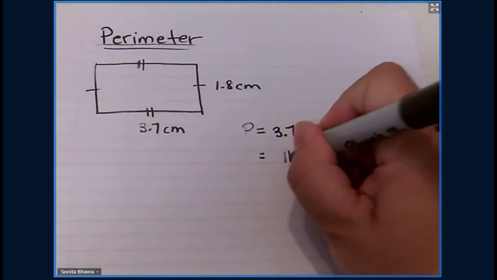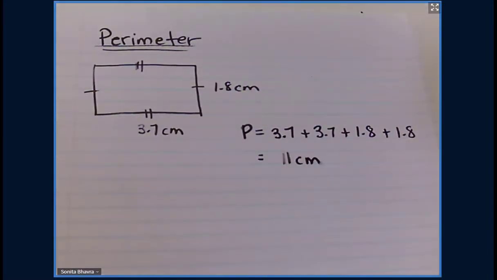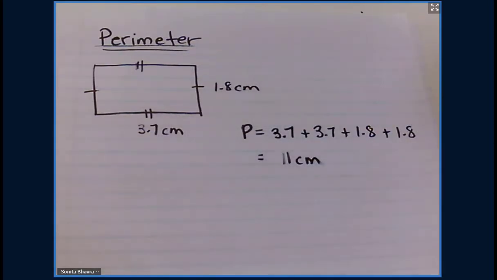Recall as well that perimeter, because it's a length, is a linear measurement, so your unit will just be whatever unit was used as the unit for the sides.